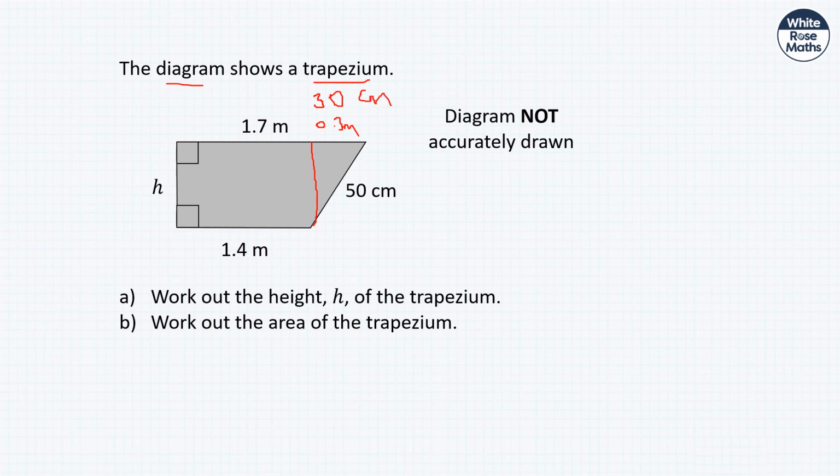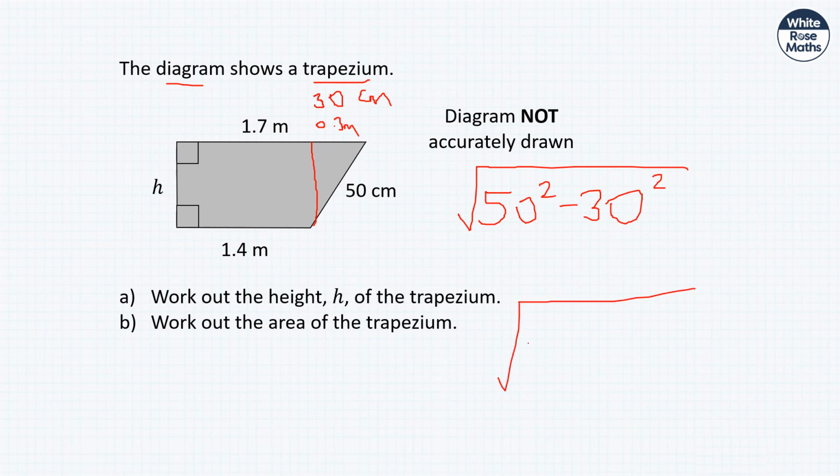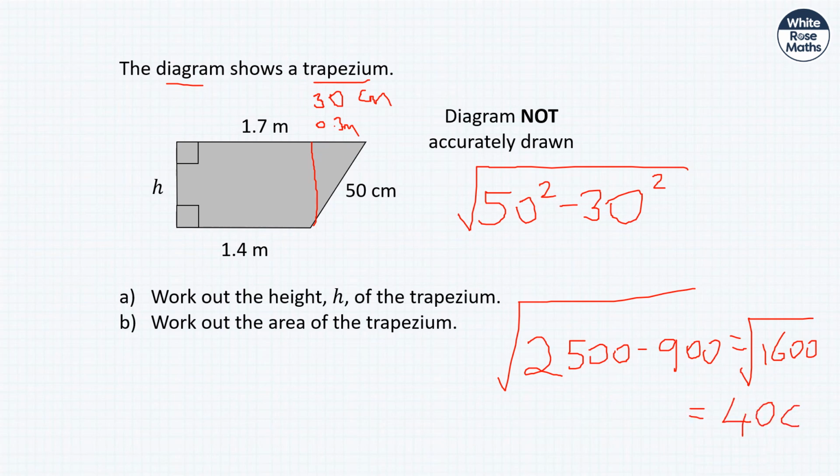So the height will be 50 squared, subtract 30 squared, square rooted. We'll take time actually working this out. We get the square root of 2,500 take away 900, which is the square root of 1,600, which equals 40. So 40 centimeters or 0.4 meters.